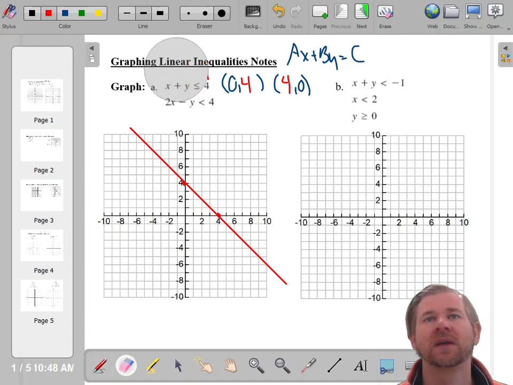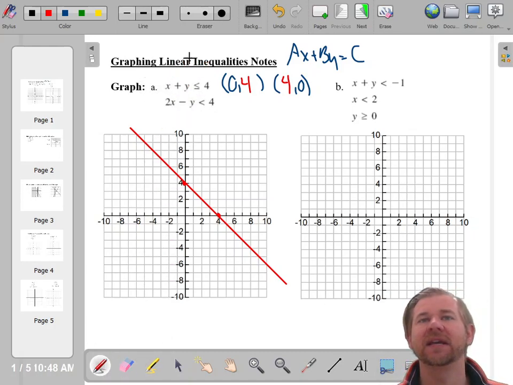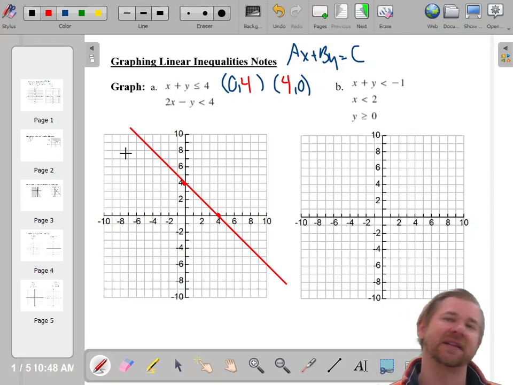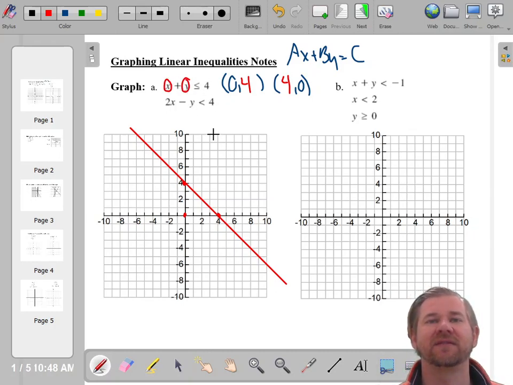The other thing we need to do is test an ordered pair to see where all the values are less than 4. So what I'm going to do is plug in an ordered pair. It doesn't matter where on this grid you pick. I'm going to pick 0, 0. Right there, test that point. Does that make a true statement? Is 0 plus 0 less than 4? It is. So I'm going to shade towards it.